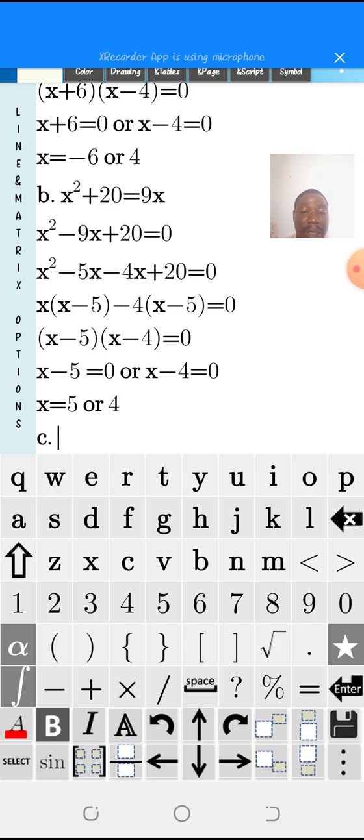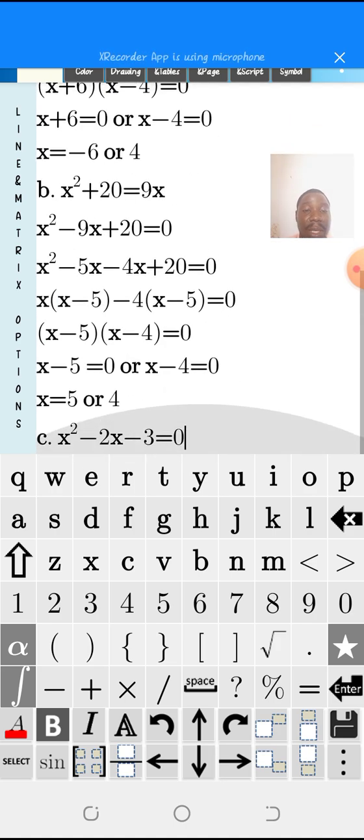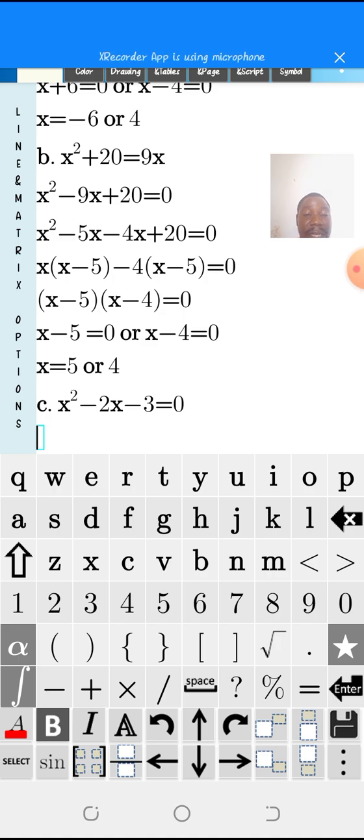So let's quickly look at c now, where we have x squared minus 2x minus 3 equals 0. It's already in its standard form, so we just go straight through. The two numbers that will give you minus 2 when you add, and when you multiply, you have minus 3, I think those numbers are minus 3 and plus 1. So the equation becomes x squared, and instead of minus 2x, you have minus 3x plus x minus 3 equals 0.